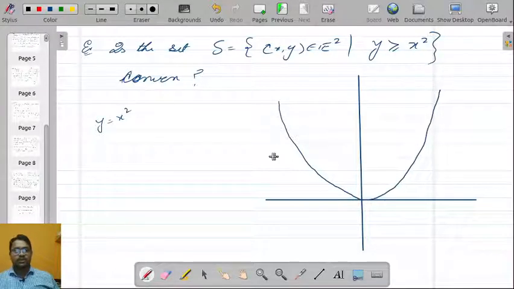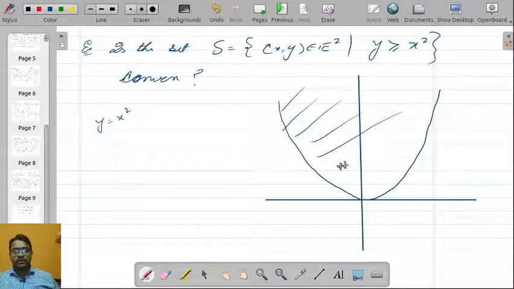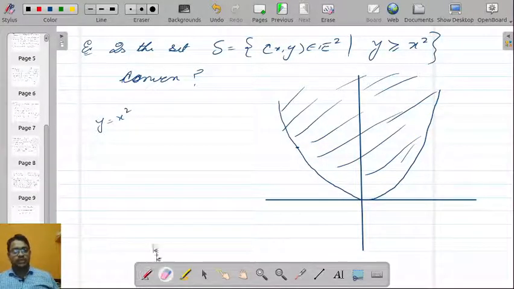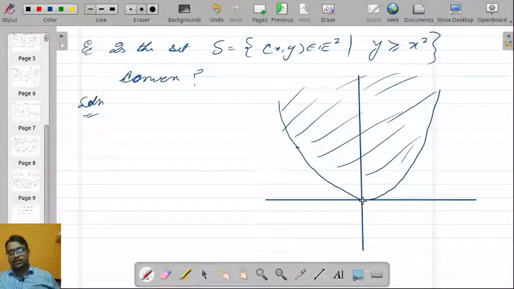So it's a parabola, and y greater than or equal to x square represents the portion above it. So this portion is represented by y greater than or equal to x square, because y equal to x square is here. If we go above, then y will be greater than or equal to x square. So we have to show that it's not a convex set. The solution is very simple. You take 2 points inside this collection.